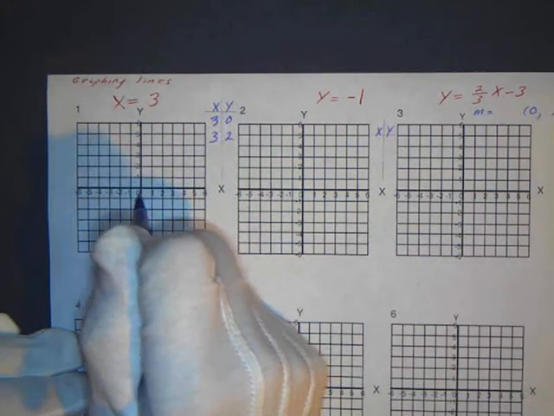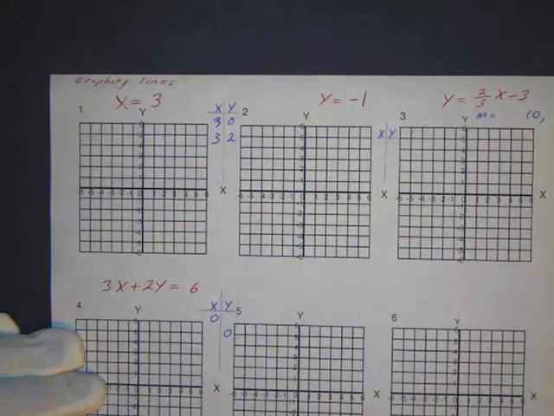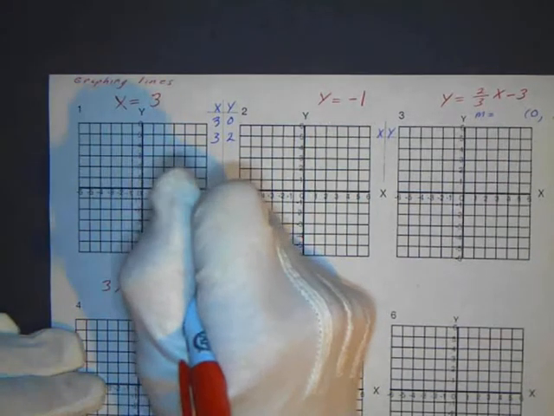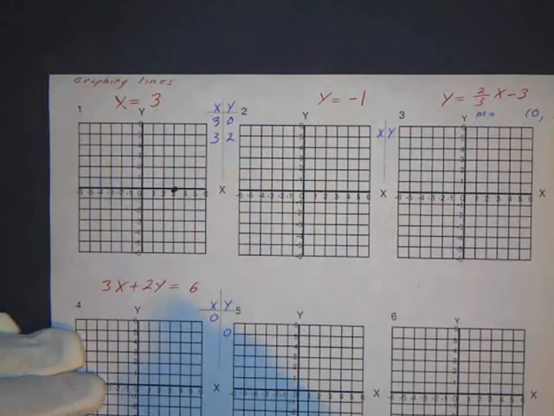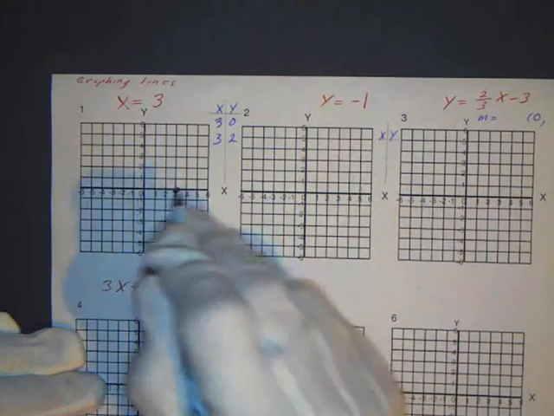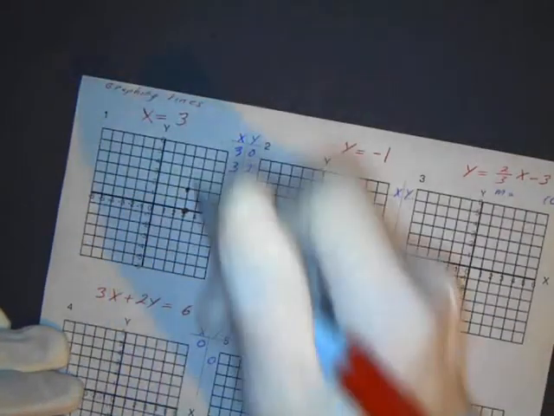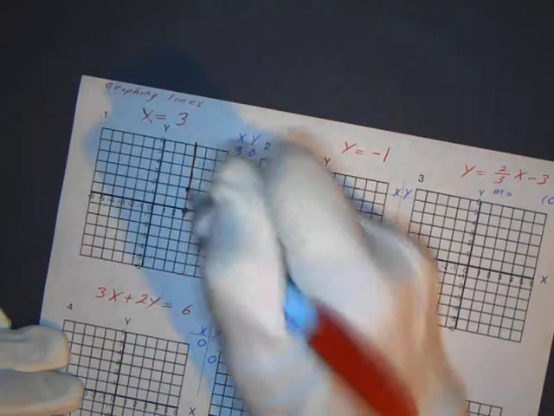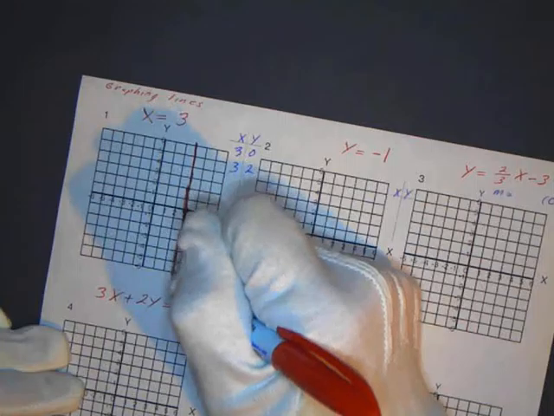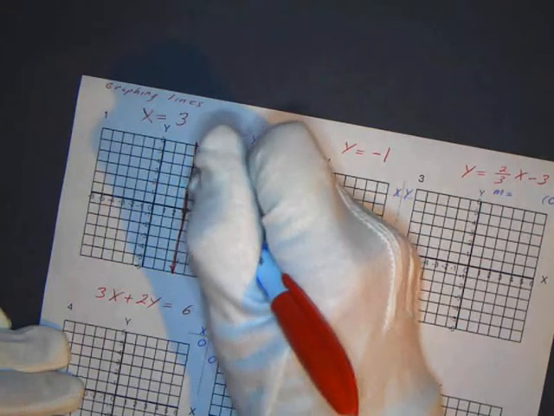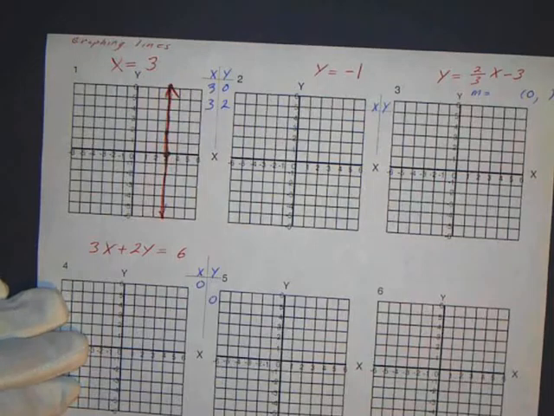X is 3, y is 0. Put them in red. And x is 3, y is 2, so there's 2 points, and you can see what we have. It looks like we have a vertical line, so you can just draw that straight up and down like that. And there's your line. It's a vertical line.